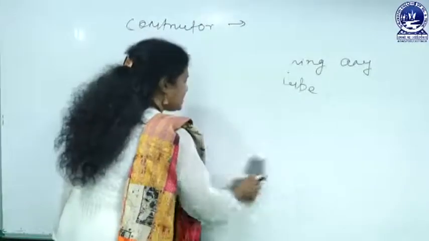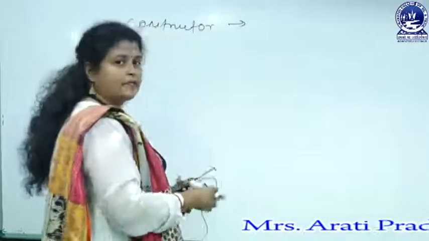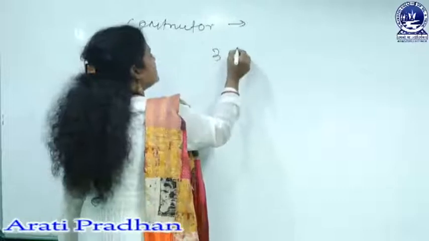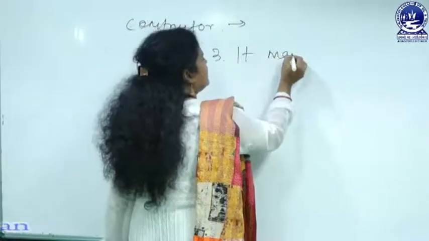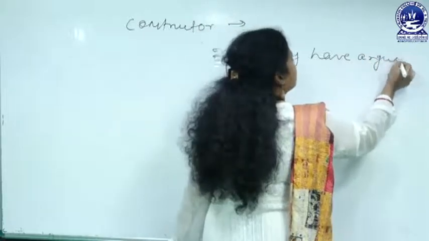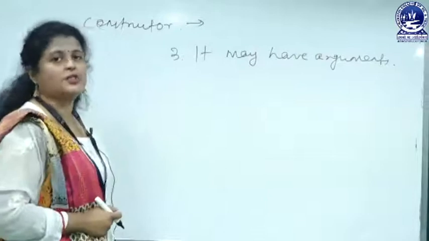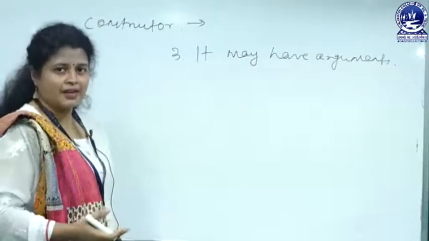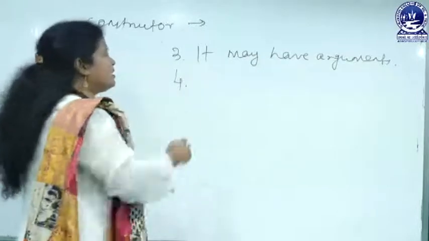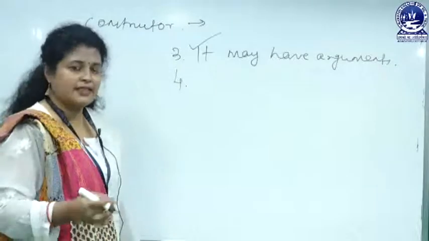Now let me explain about the third rule. It is not having any return type, but it may have arguments. The third rule is that it may have arguments. It means that you may pass values or you may pass parameters to a constructor. This is the third rule. And let me explain about the fourth rule. Actually, I will explain about the third and fourth rule in one example.